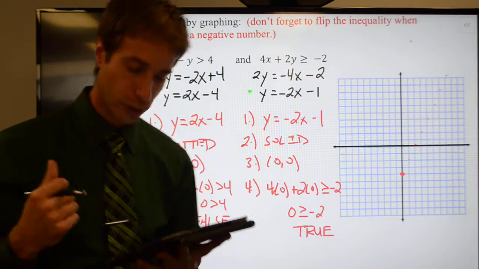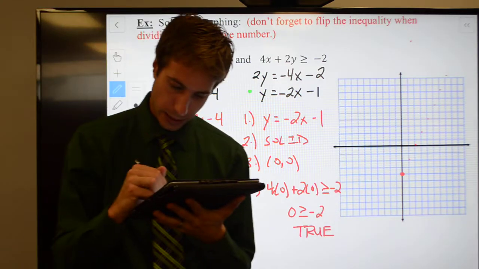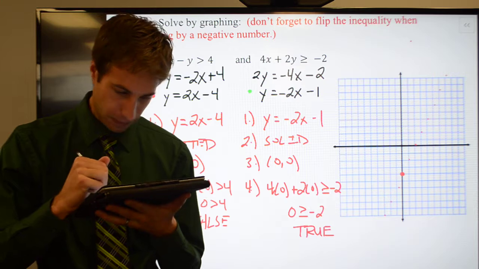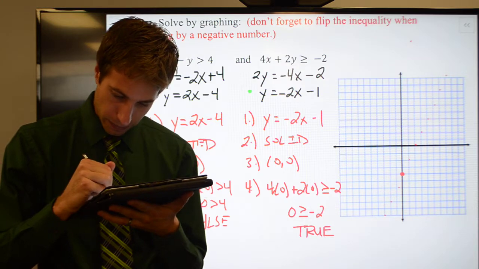Or I could go down 2 and back 1, down 2 and back 1, down 2, back 1, down 2 and back 1. All right. That is a dotted line.